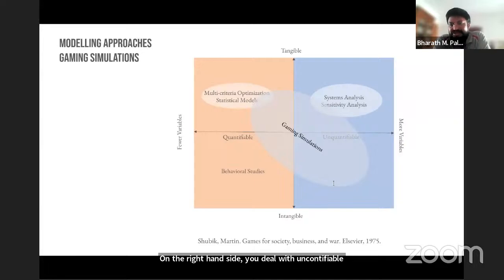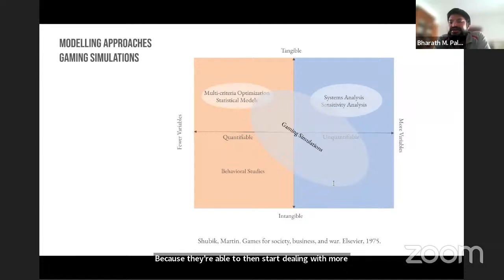These are unquantifiable variables. Now, typically, when it comes to various approaches, behavioral studies fall in the bottom left quadrant because historically they have dealt very well with intangible variables, but they're largely quantifiable and they deal with fewer variables. So largely behavioral economics, for example, and a lot of game theoretic models as well, they fall in the left-hand side. This could also be, for example, multi-criteria optimization or statistical models as well, because they're able to then start dealing with more tangible variables.